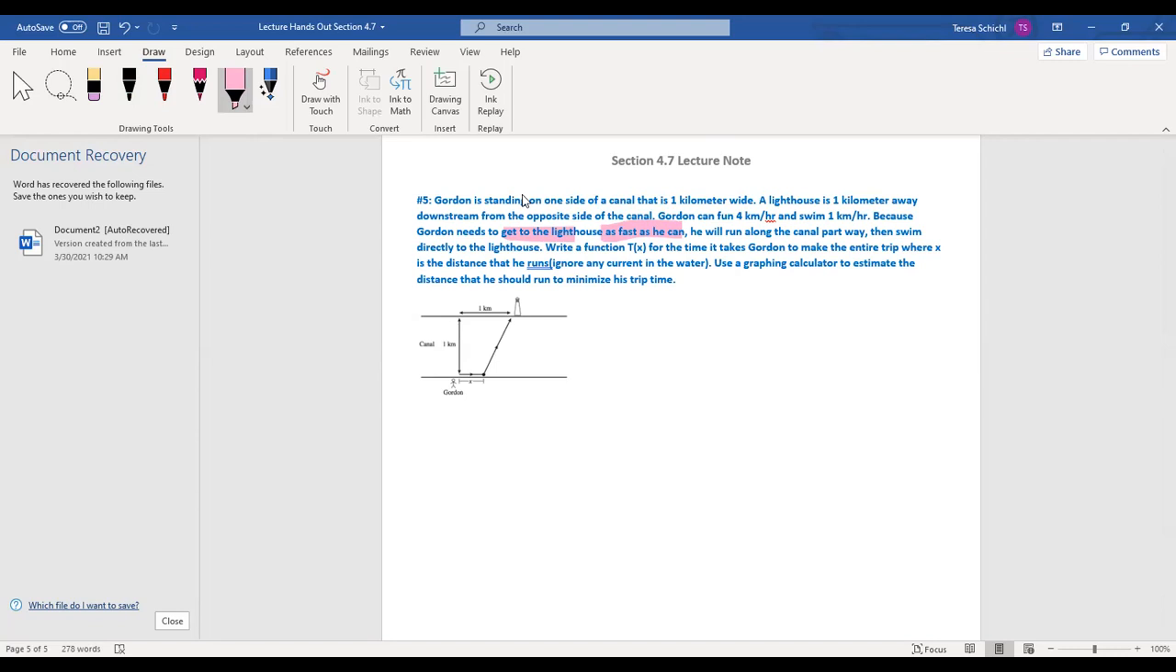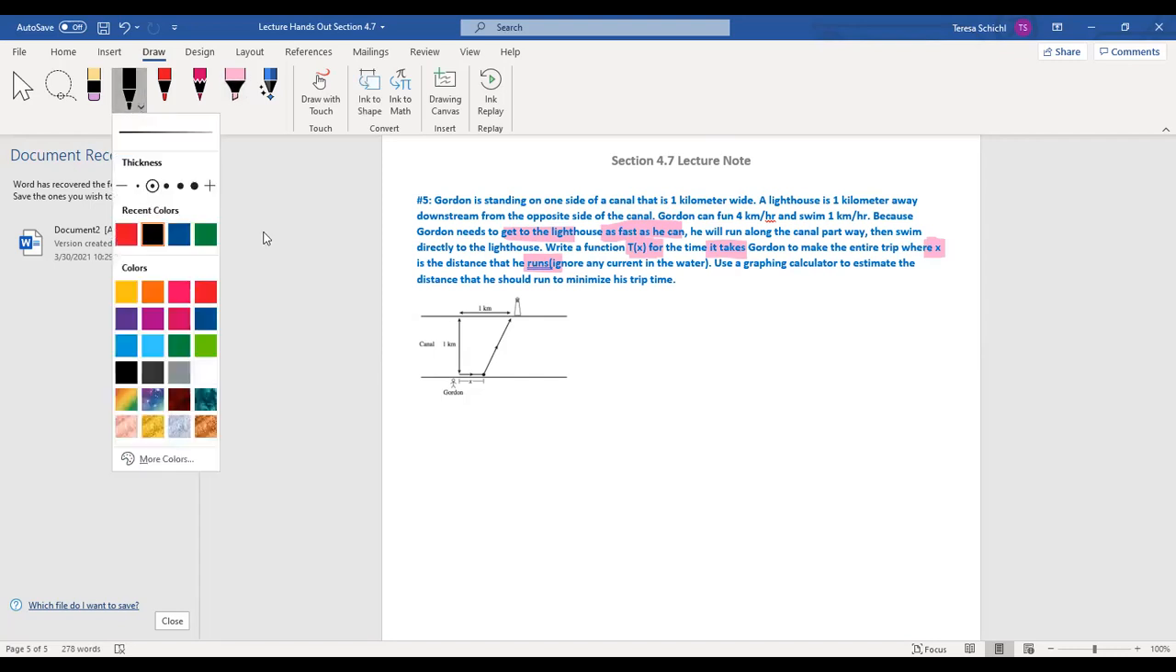So what he will do, he will run along the canal part way, so he will run over here and then swim directly to the lighthouse. Write a function T(x) for the time it takes Gordon to make the entire trip, where x is the distance that he runs. We still can use calculus, but here it is difficult to do the algebra, set it equal to 0 and solve it. That's why it says use the calculator, okay?